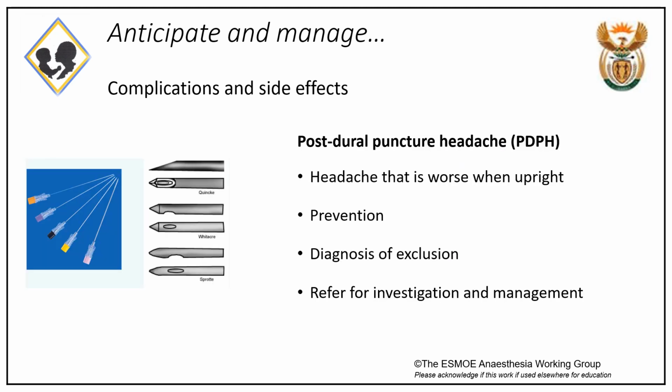Post-dural puncture headache is a result of CSF leaking through the hole where the needle pierced the dura mater. It typically is an occipital frontal headache that is worse in the upright position. The size of the hole can be decreased by choosing the smallest needle and using a pencil point needle instead of a cutting needle such as the Quincke.